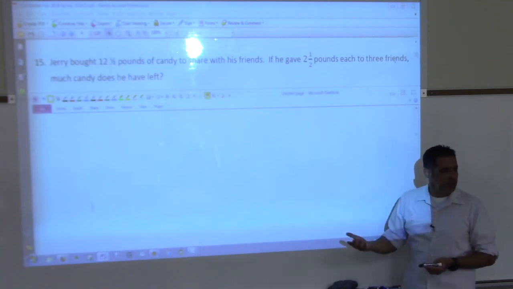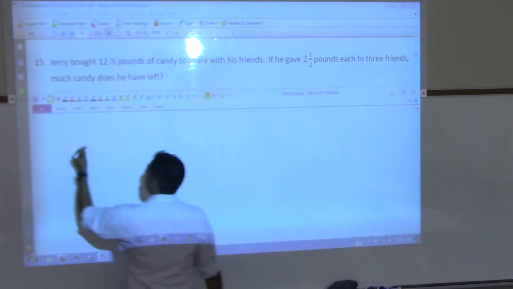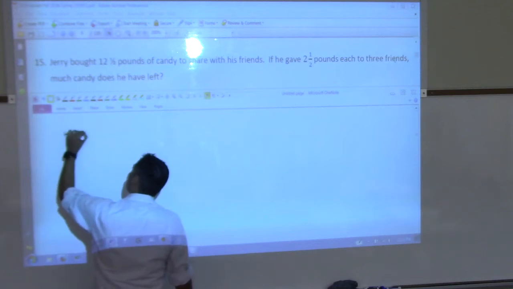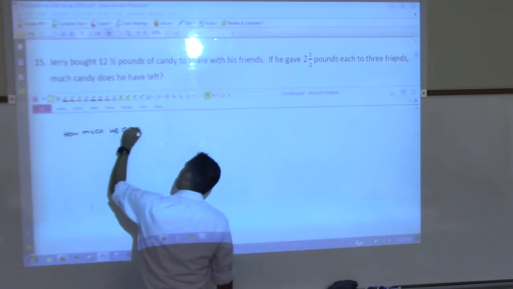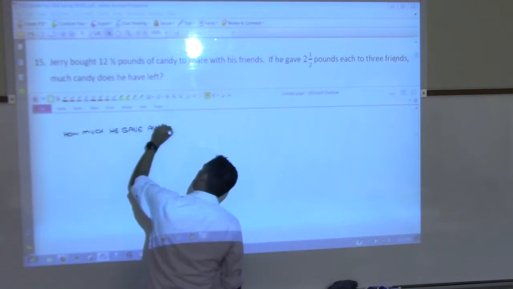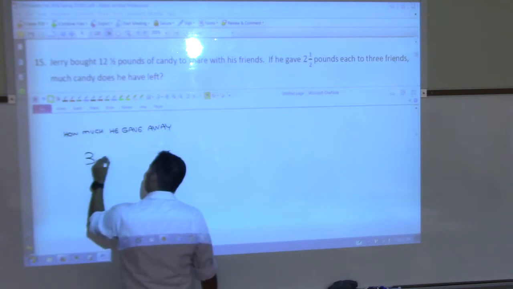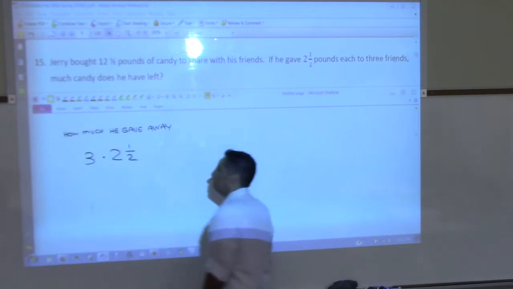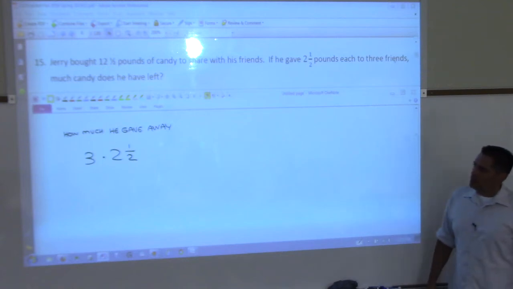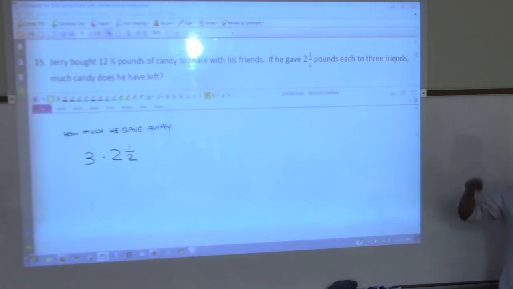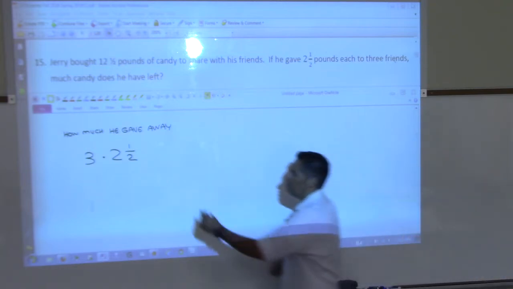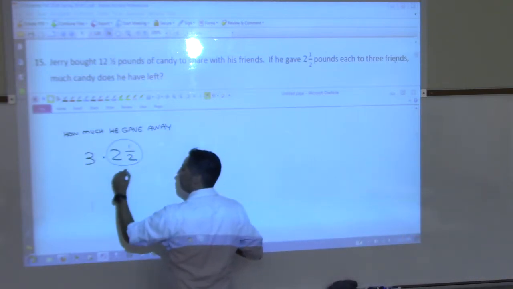Does that make sense to everyone? So first starting out, let's figure out how much he gave away, which would be 3 times 2.5. Right, so to multiply that, what we should do is go back and turn these into fractions, right? The rational numbers. So what would this one be turned into a rational number? What's that?